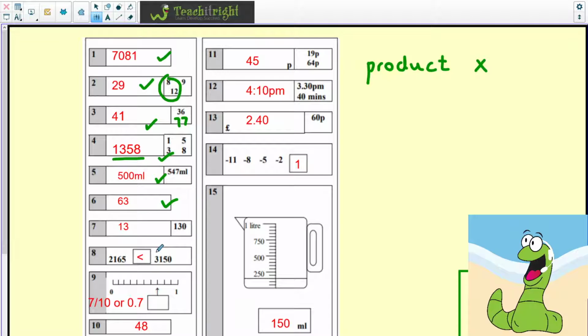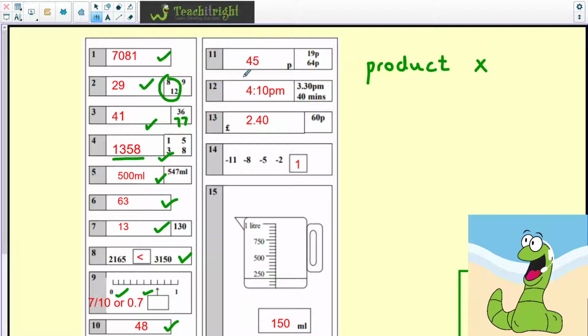Question 7, what is 130 divided by 10? Of course, that's 13. Then we need the greater than or the less than. Now we do need the less than symbol because 2,165 is less than 3,150. Hopefully you're accurate there. Number 9, we've got 7 tenths or 0.7. So whichever one you wrote, you can have the mark as long as you've put one of those. Question 10, we had to double 24, which is 48.